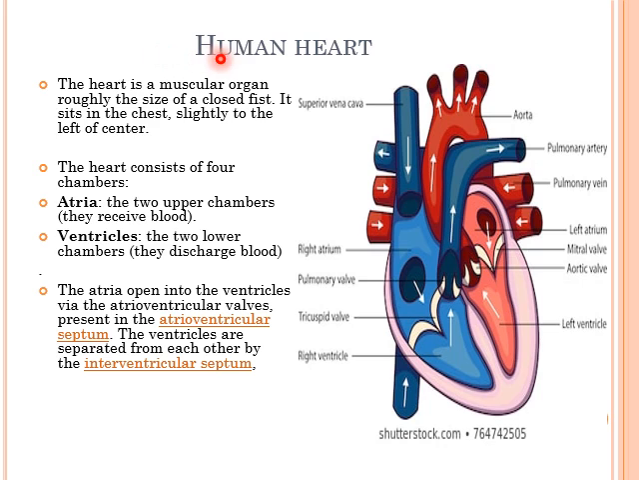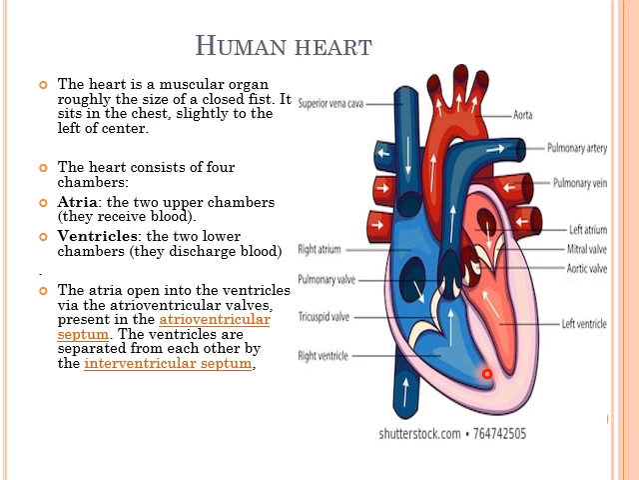Now, the human heart is a main organ which helps in the transportation of blood. It is a muscular organ, roughly the size of a closed fist, located in our chest cavity. It has 4 chambers. The upper part is known as the atrium, the left atrium as well as the right atrium. The lower part is divided into 2 parts, the left ventricle as well as the right ventricle.